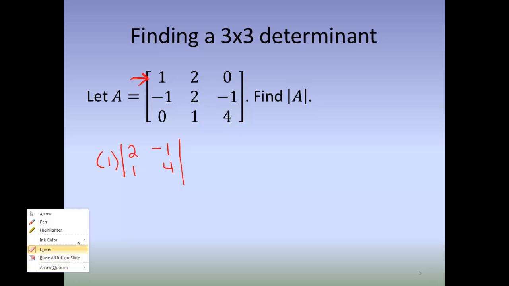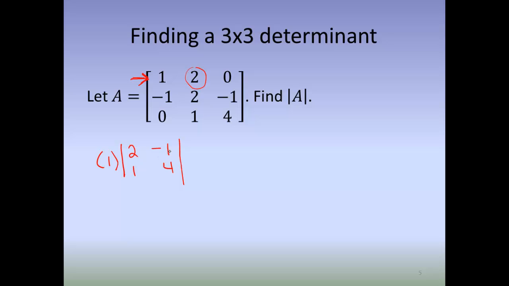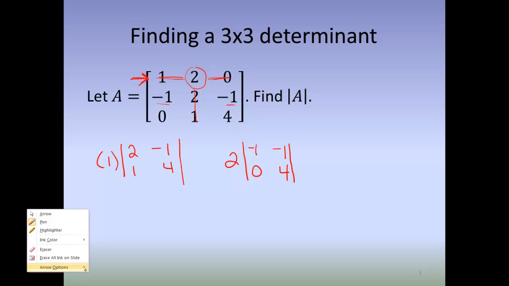with the next value in that row. I'm going to cross off this row, cross off the column with the 2 in it, and I'm going to write down the 2 and take the determinant of what's left. So it's the negative 1, the 0, and the 4. So I crossed off the row with the 2, crossed off the column, put the 2 in front, and I'm going to do the determinant of what's left.